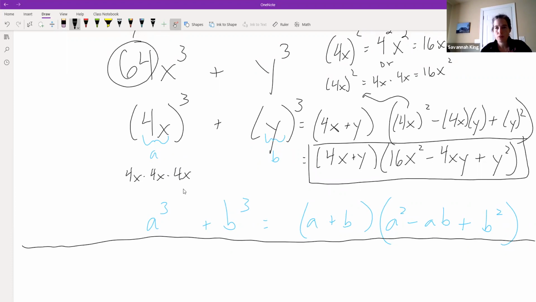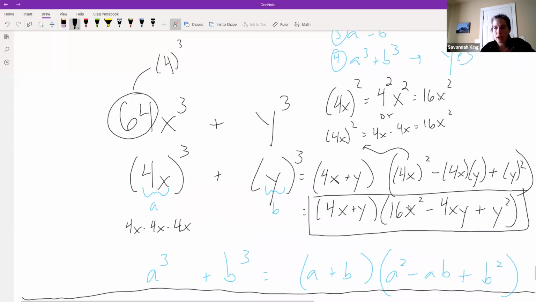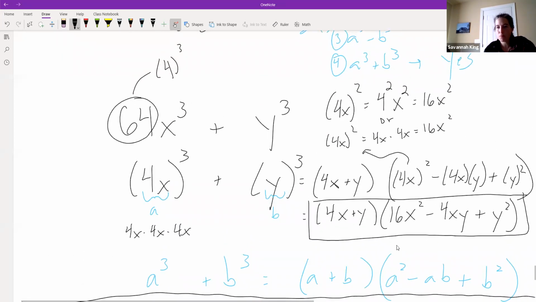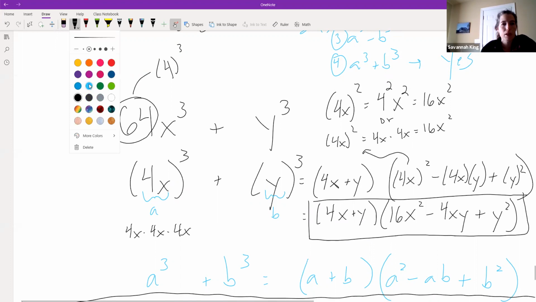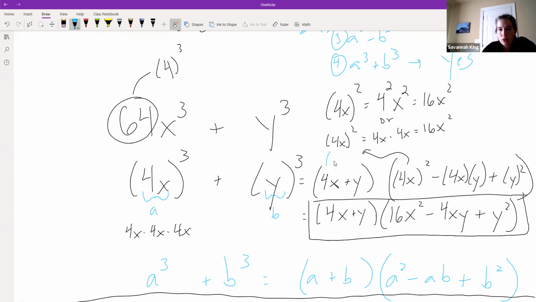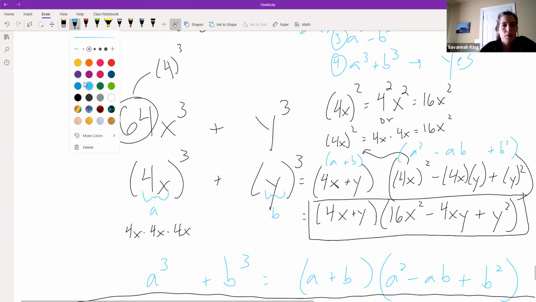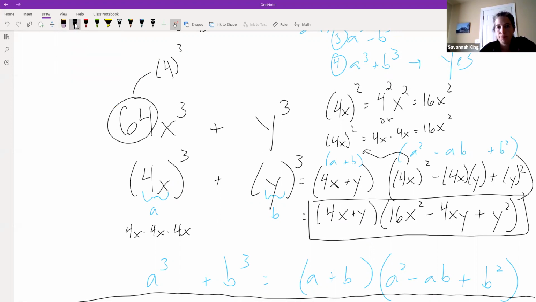Trying to think if there's a better way. I had this down at the bottom, but because we ended up having to simplify, let me superimpose the formula itself once again, up here. There's a plus b, there's a squared minus ab plus b squared. So you can kind of piece together what goes where.